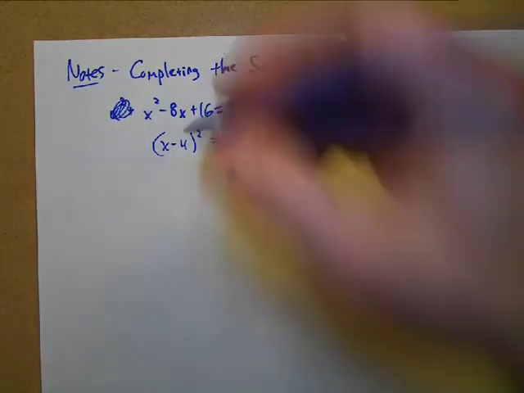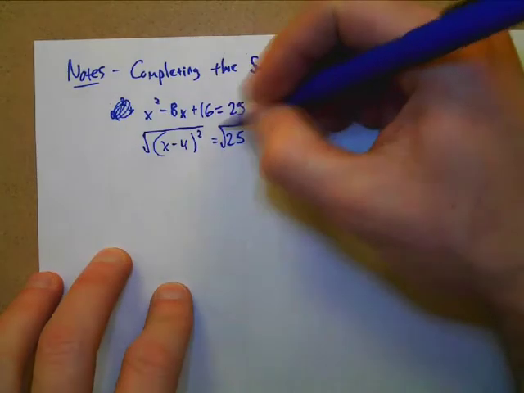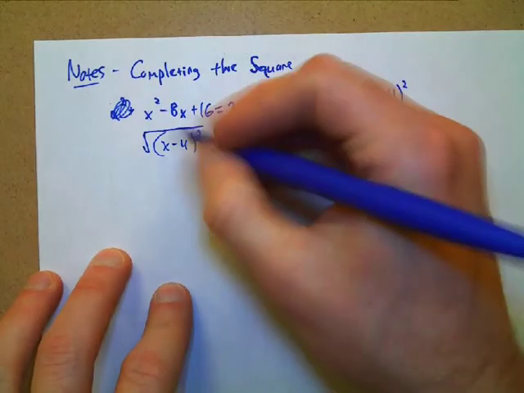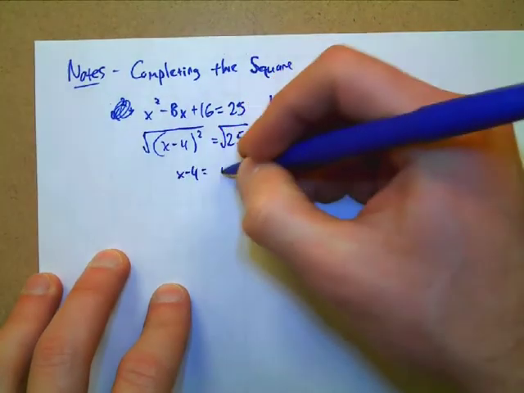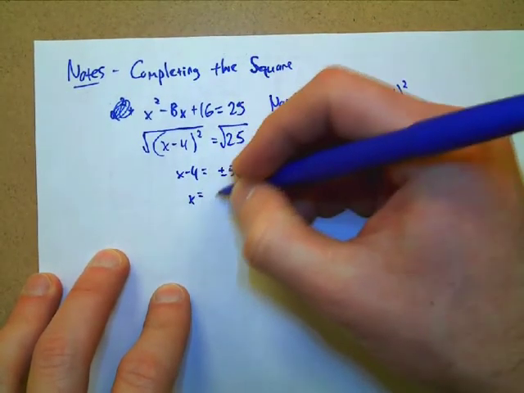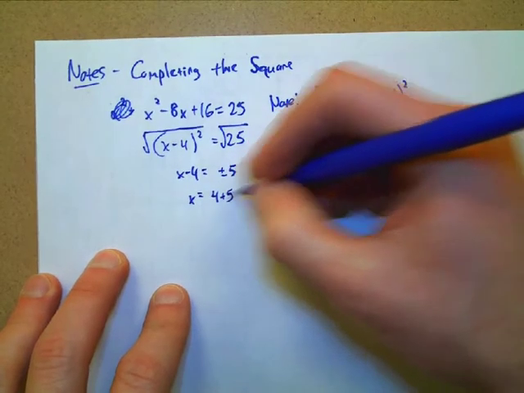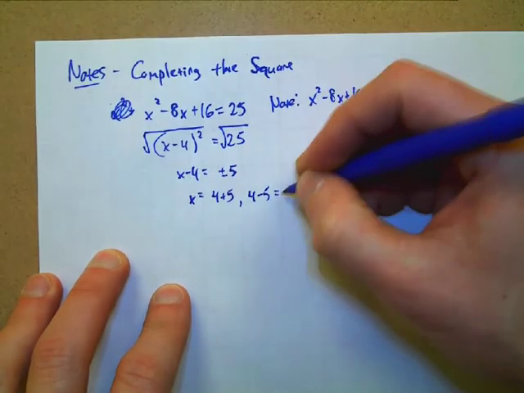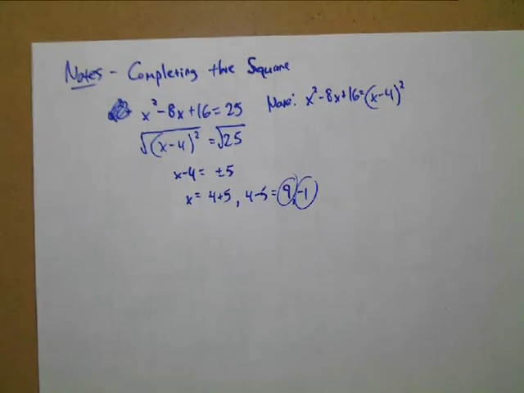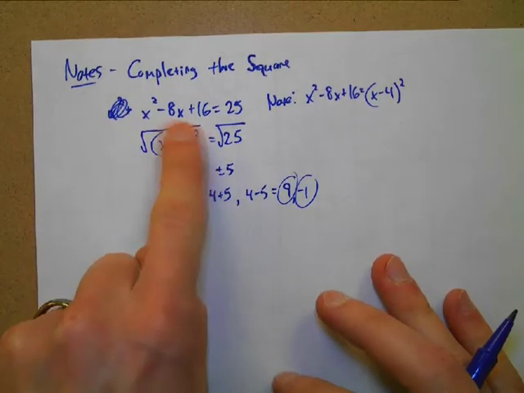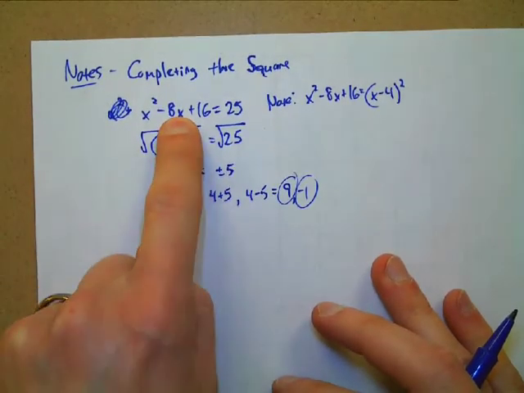Okay, we can square root, right? Because we have that whole quantity squared, so we can undo it by square rooting, and we square root the other side. We get x minus 4 equals plus or minus 5, which means x equals 4 plus 5, or 4 minus 5, which in other words is 9 or negative 1. So this is already a perfect square, so it was nicely set up for us to go ahead and solve.